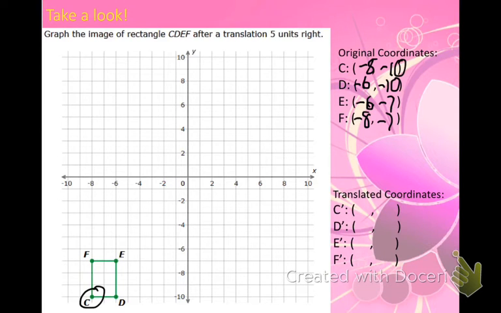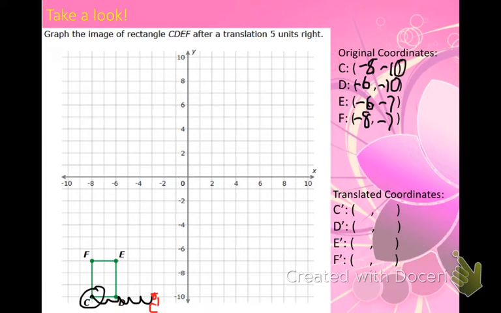So you should have your original coordinates written first. Then we're going to translate the C, D, E, F 5 units to the right. So I'm going to start with C, and I'm going to go 5 to the right. 1, 2, 3, 4, 5. Change the color. It'll be red. So my new C is right here. And I name it C prime.